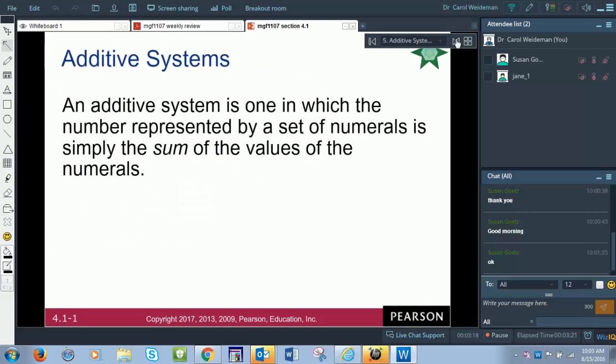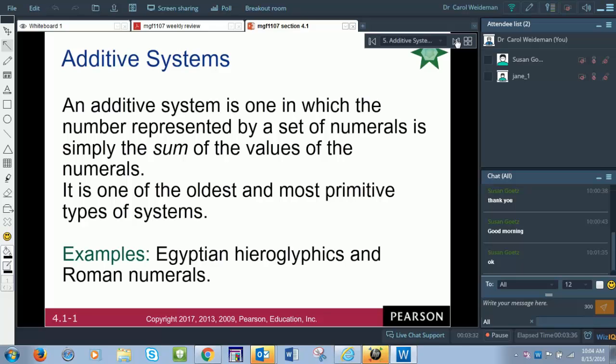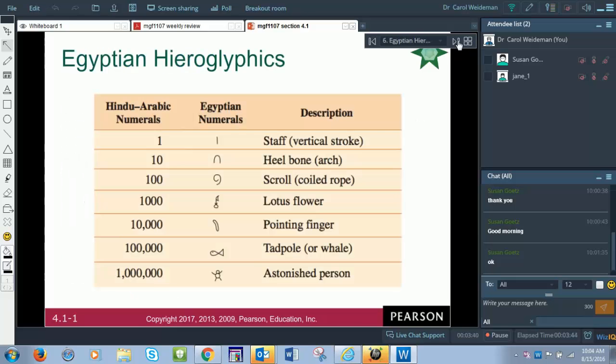So an additive system is one where the number is represented by a set of numerals, and we add up the values of the numerals. This is one of the oldest and most primitive types of systems, and we'll see in a minute why it's not really a great system in certain situations. Some examples are the Egyptian hieroglyphics, I'm going to go over an example of that, and also Roman numerals, which most students are familiar with.